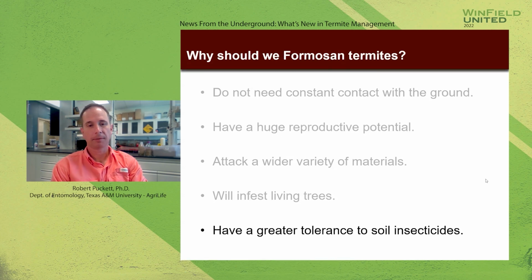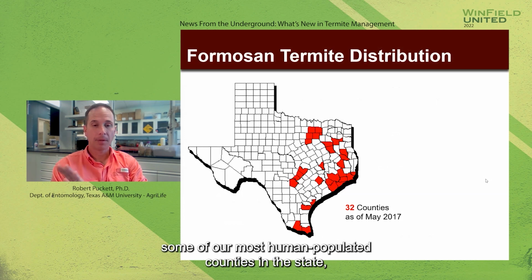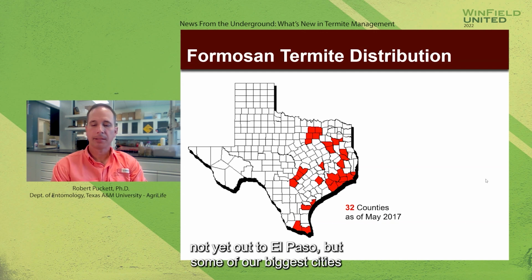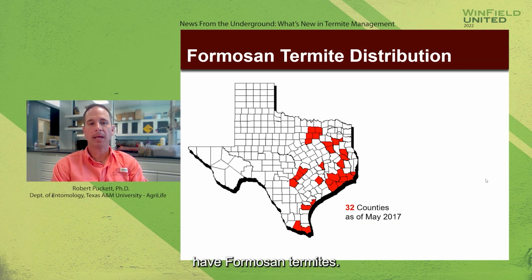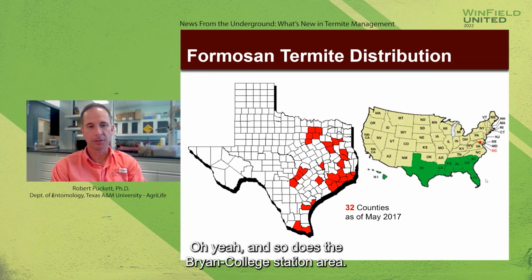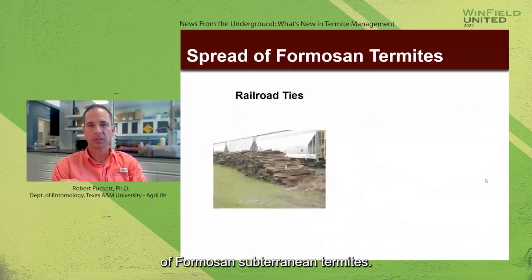In Texas, we've got them in 32 counties, some of our most human-populated counties in the state. So think Houston, Dallas, Austin, San Antonio. Not yet out to El Paso, but some of our biggest cities have Formosan termites. Oh yeah, and so does the Bryan College Station area. In fact, I have a neighbor, one house back and two houses over, that has an ongoing infestation of Formosan subterranean termites.